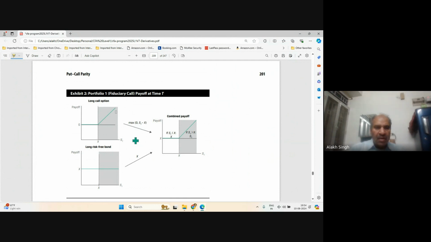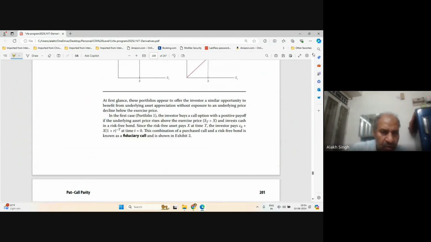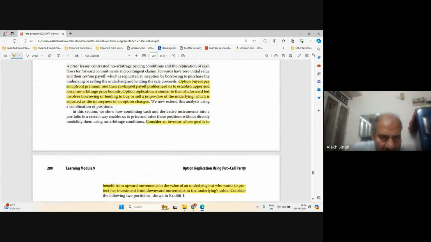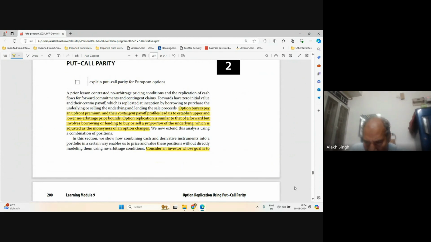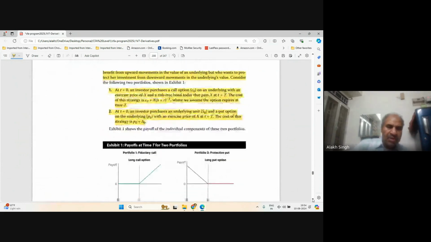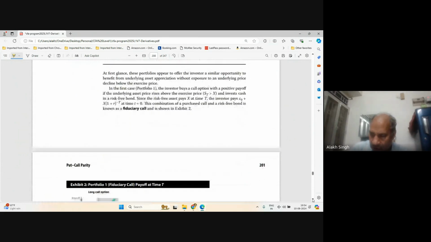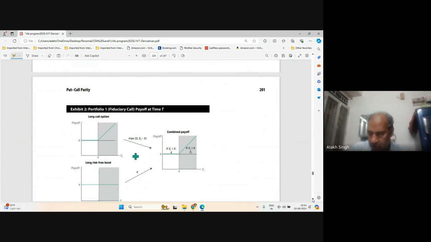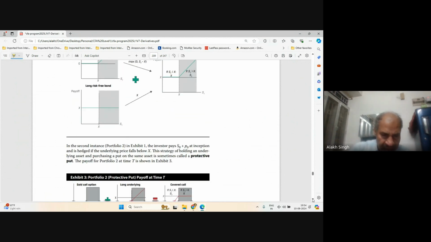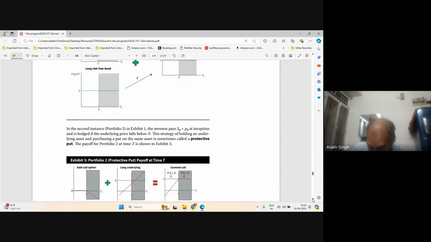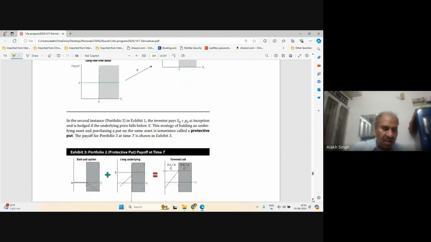So that way we get this equation. Where is this equation? Okay, we haven't got it. Probably it is written later. P0 plus S0 is equal to C0, the call price, plus the present value of the exercise price. And that we can also call a risk-free bond, a risk-free bond with face value X.